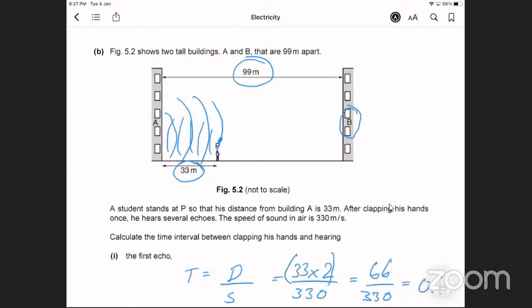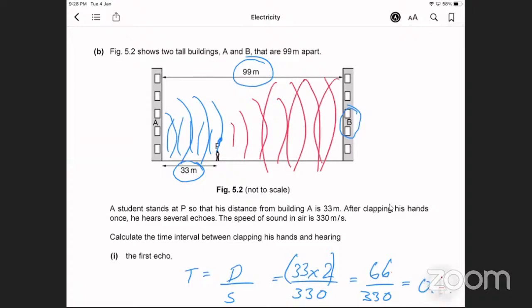So remember, when he clapped his hands, that sound travels in all directions, not just to building A, also to building B, right? Are we following? Yes, sir. So let me just change my color here, just to show you the other way. The other one will travel from P all the way to building B and then travel back to P, right? Are we following? Yes, sir. That is the second echo, but then they're asking for the third. Where does the third come from?